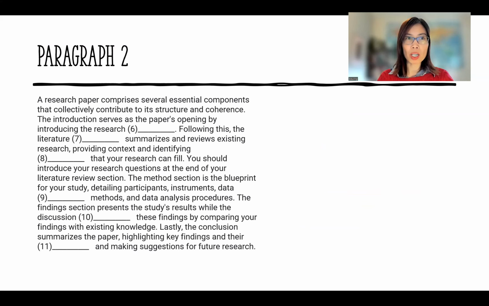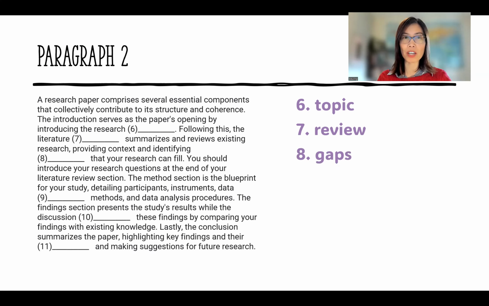A research paper comprises several essential components that collectively contribute to its structure and coherence. The introduction serves as the paper's opening by introducing the research topic. So the word you need here is topic. Following this, the literature review, the word that you should use here is review. It's kind of a technical term, so just remember that it's literature review. Summarizes and reviews existing research, providing context and identifying gaps that your research can fill.